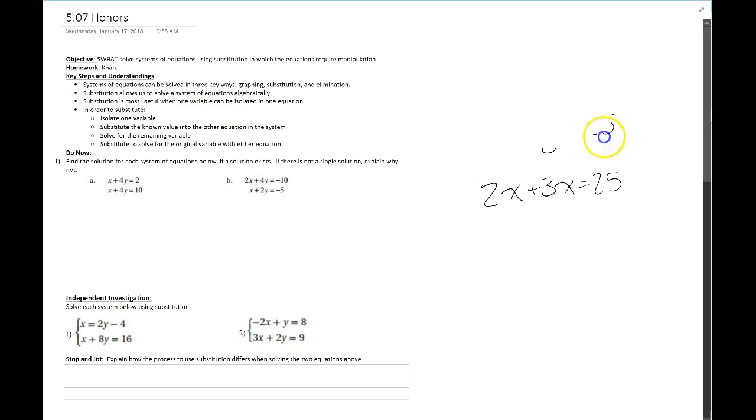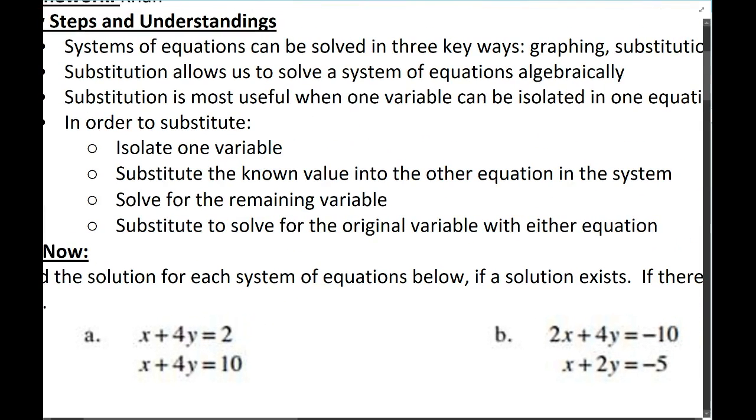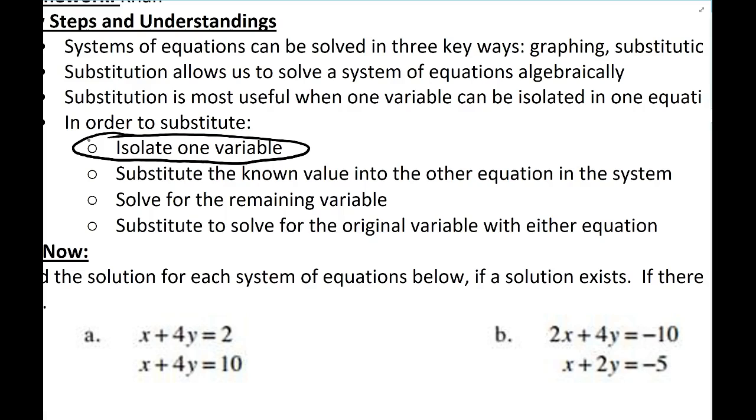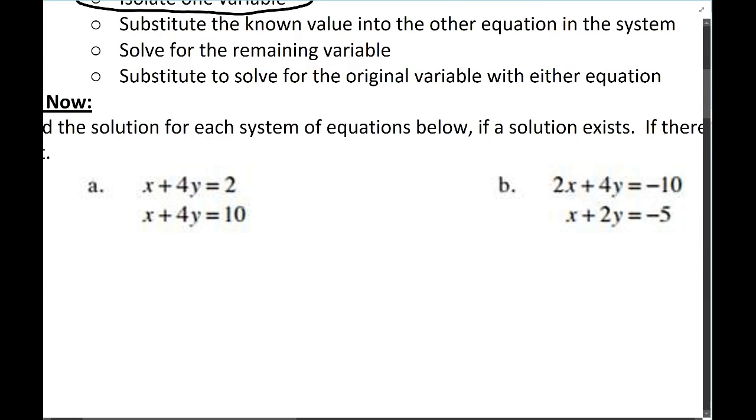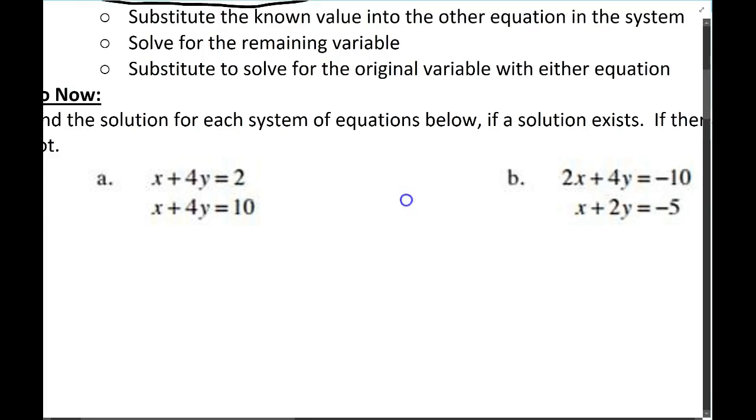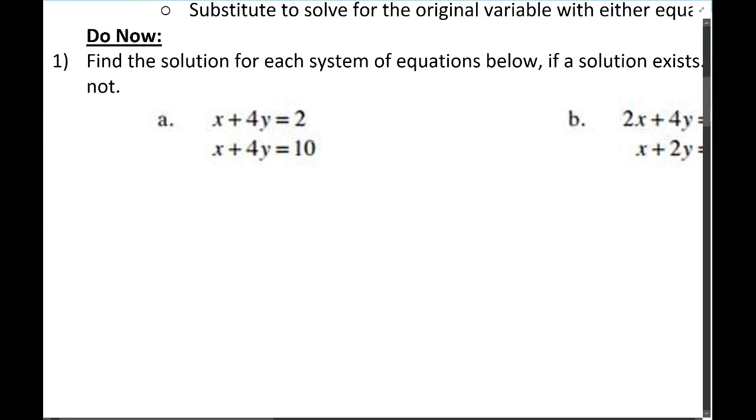Today, we're going to be doing something slightly different. Today, we are going to be working on this key order, and this is what you need to make sure your students understand: in order to substitute, the first thing you do is you need to isolate one variable. Now, it doesn't matter which one you want to isolate, but you need to find a variable which you can isolate. And by isolate, I mean in one of the equations, we need to get one variable by itself on its own side of the equal sign.